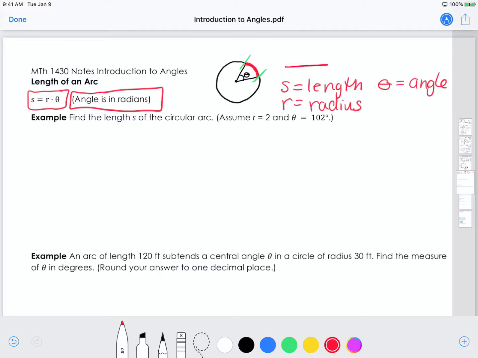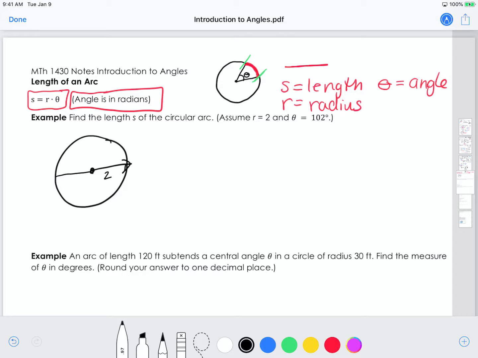So the first example says, find the length S of the circular arc, if your radius is 2 and the degrees of your angle is 102. So we have an angle. The radius is 2. Now it doesn't tell us units here, so this is going to be unitless. And then it opens up 102 degrees.